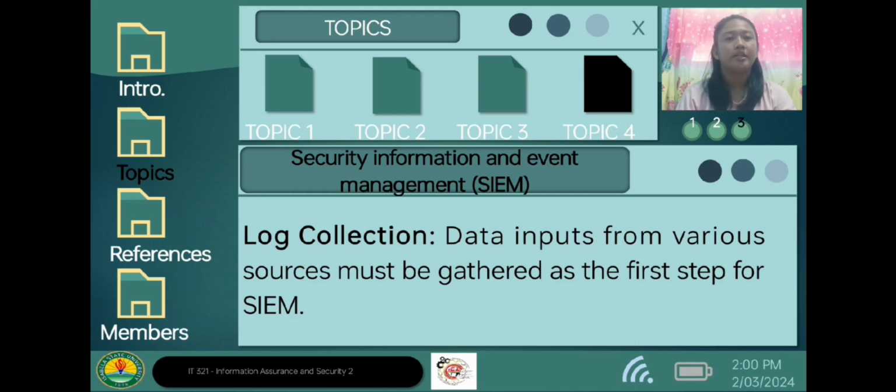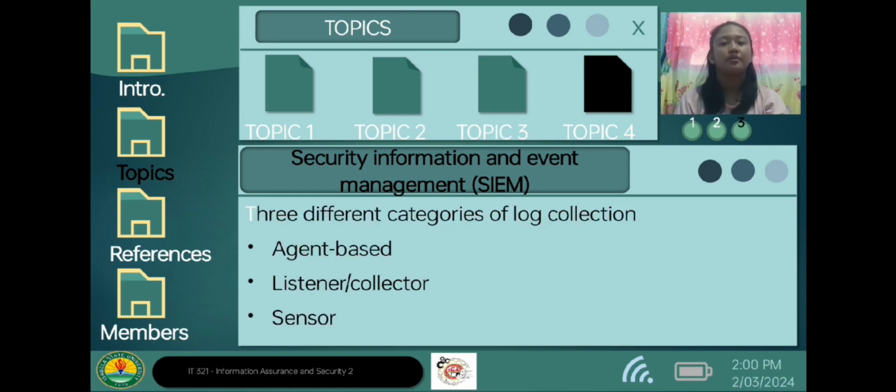Log collection data inputs from various sources must be gathered as the first step for SIEM. There are three different categories of log collection. Number one is agent-based. With this approach, you must install an agent service on each host. As events occur on the host, logging data is filtered, aggregated, and normalized at the host, and then sent to the SIEM server for analysis and storage.